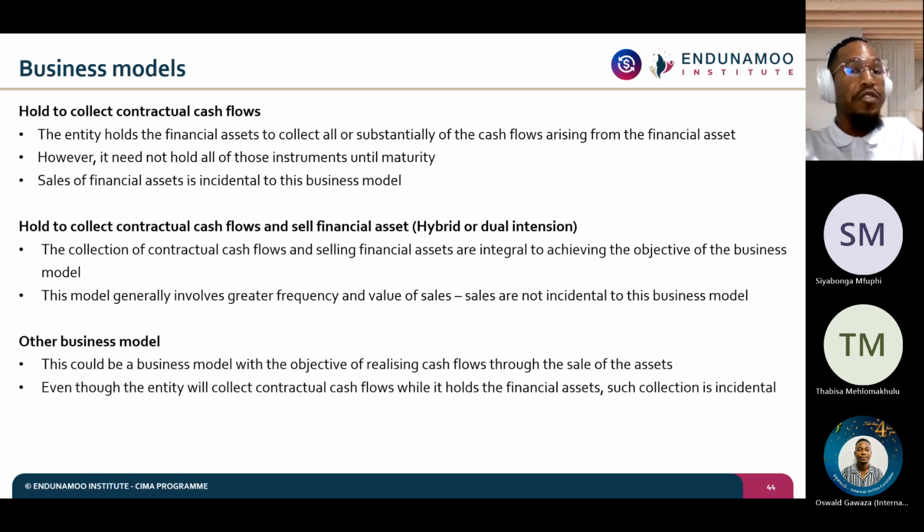Even though the entity will collect contractual cash flows while it is holding the financial asset, the collection of cash flows is incidental. For instance, you give out a loan today to a customer with the intention of selling it to a third-party debt collector. But the agreement between yourself and the third-party collector is taking, say, 4 months to conclude. In the 4 months, the debtor would still be paying you the monthly payments in terms of the loan. The collection of these monthly payments is, in this business model, incidental because the business model is to sell these off to the third-party debt collector.